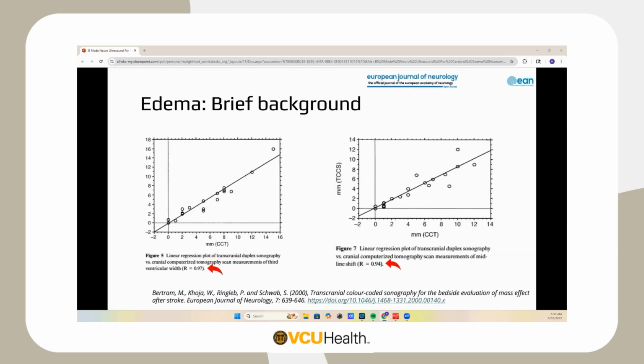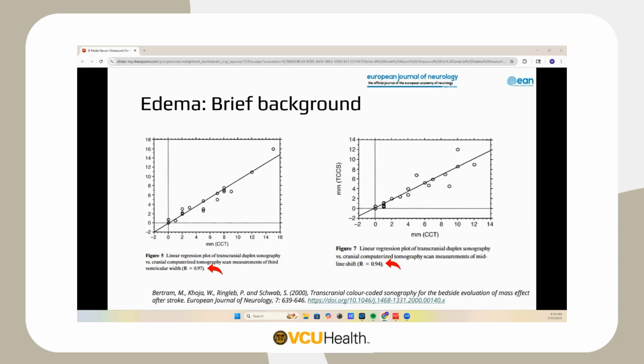So here's the first one. This was a study published in 2000 from the European Journal of Neurology, which set out to assess how accurate ultrasound was compared to CT for measuring mass effect, utilizing patients who had a space-occupying stroke or hemorrhage. And what we're looking at here is the results of that study.